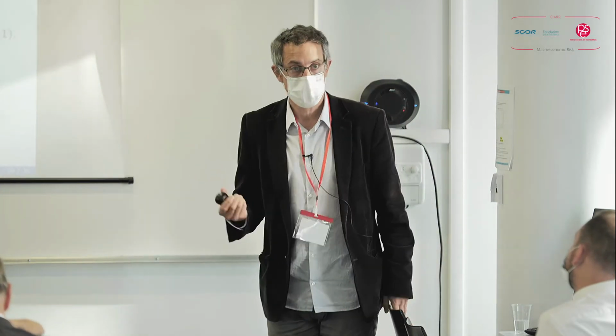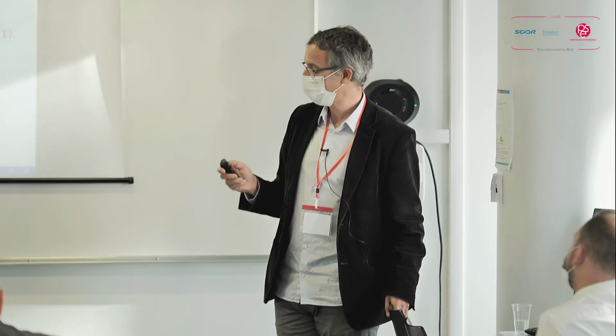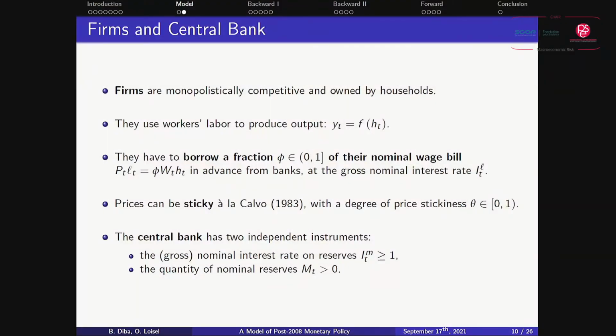Then firms are monopolistically competitive, owned by households. They use workers' labor to produce output, function F here. And we assume, second key assumption, so the first key assumption was here to generate a demand for reserves, the second one is here to generate a demand for loans in this economy. We assume that they have to borrow a fraction phi, which can be anything except 0, of their nominal wage bill in advance from banks, at the interest rate on loans.